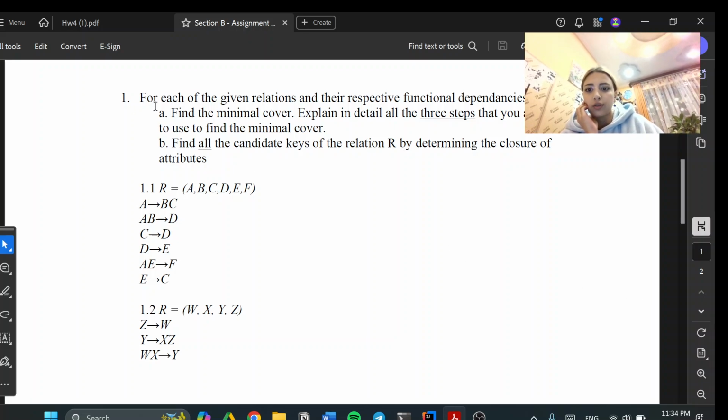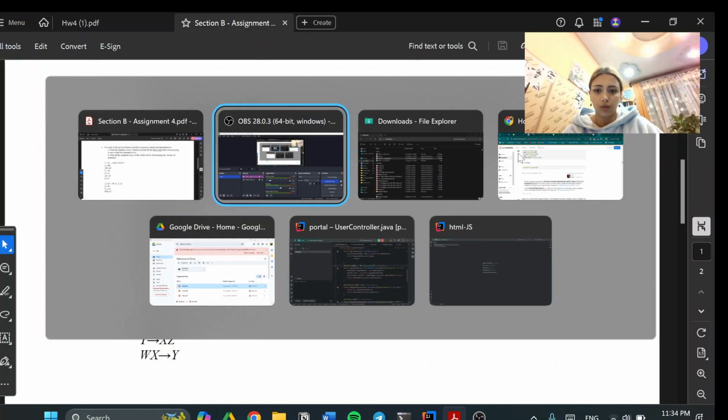First exercise. For each of the given relations and their respective functional dependencies, find the minimal cover. Explain in detail all the three steps that you are going to use to find the minimal cover. Find all the candidate keys of the relation R by determining their closures of attributes.